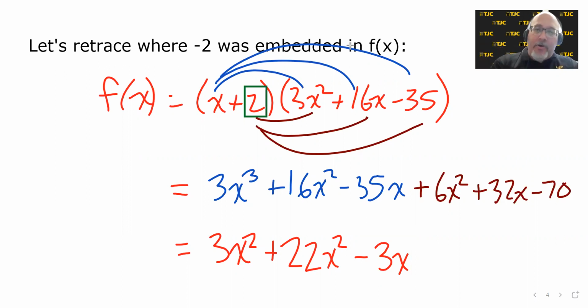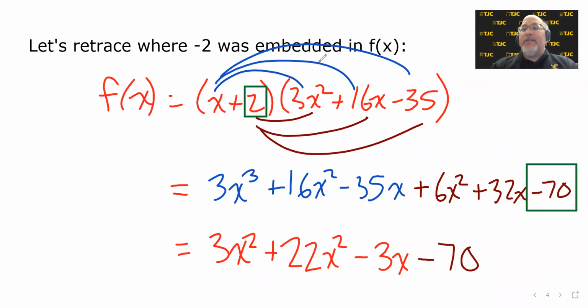But notice that the last term is the only constant term, the negative 70. And so that negative 70 is still there in its original form. And that negative 70 originally came from 2 times negative 35.